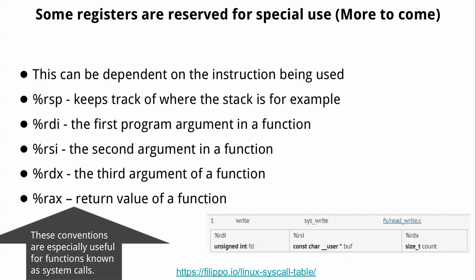So let's say here we have one example. This is a system call. This system call is called write. A system call is an interface the OS exposes to the application. So sys_write is actually the system call's function name in the kernel.